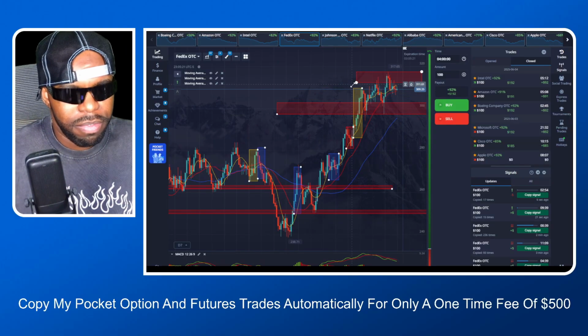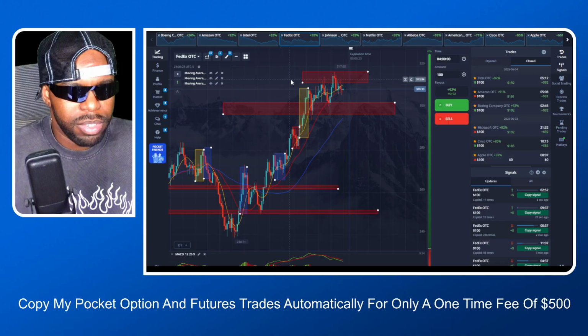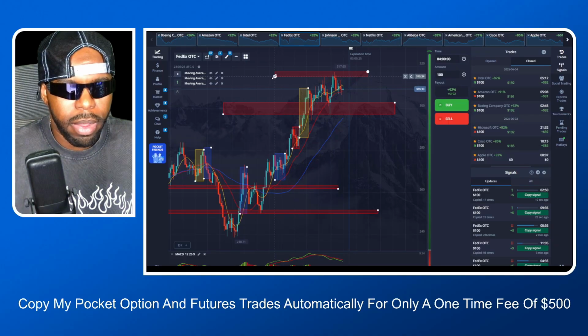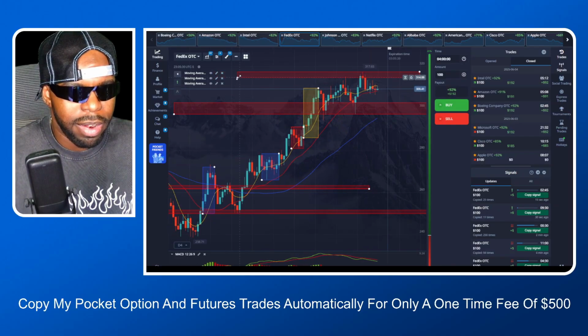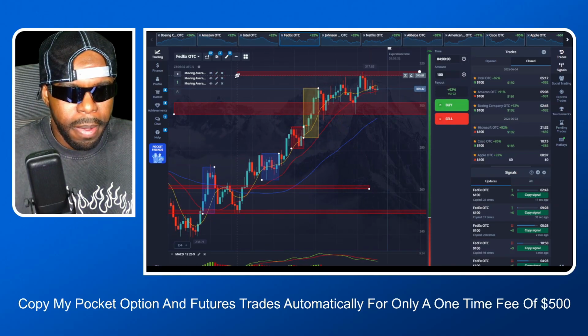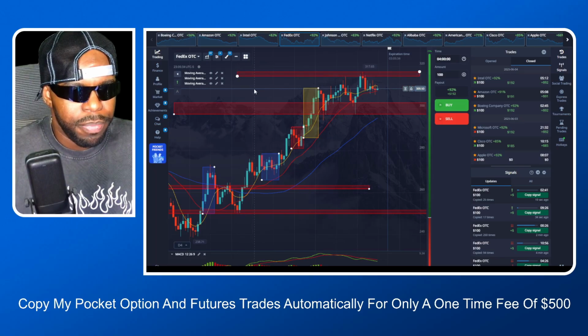I really love marking up my charts on TradingView. I wish we could trade or mark up our charts on TradingView compared to Pocket Option, but we just have to make it work.